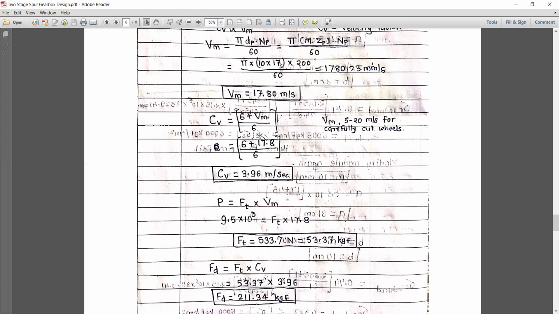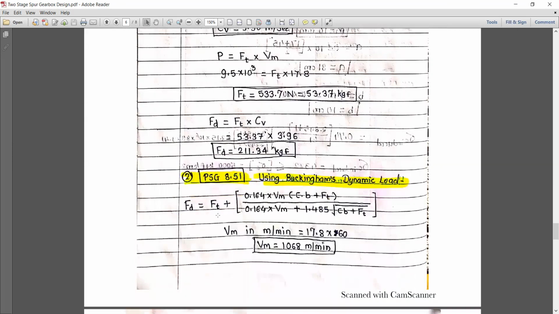So we can calculate Ft. Ft is equal to 533.7 Newton. We can convert it into kgf, that is 53.37 kgf. Now we are able to find out the value of dynamic load. Fd is equal to Ft into Cv, that is, Fd is equal to 211.34 kgf.